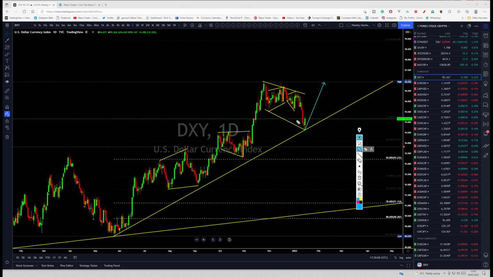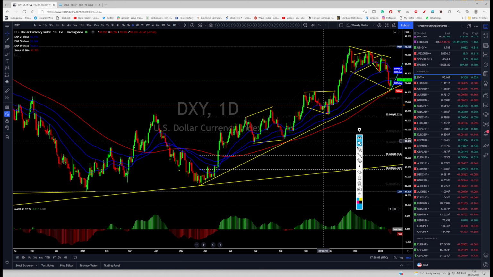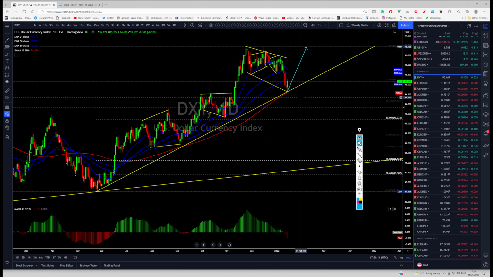So the dollar index dropped last week, and bounced off very nicely from the moving averages and is setting up for the next bullish wave. So what you are looking for simply on the lower time frame is a pullback correction and the next wave all the way back to that top.